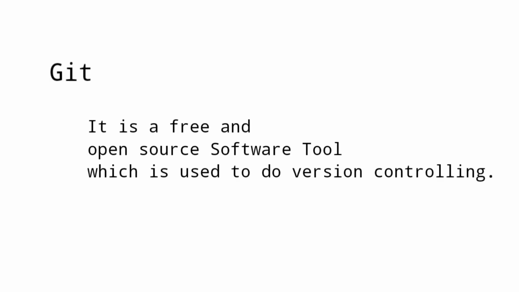Therefore, we can say that Git is an open source software tool. We can install this on our computer, and with the help of this, we can do version controlling of our project.